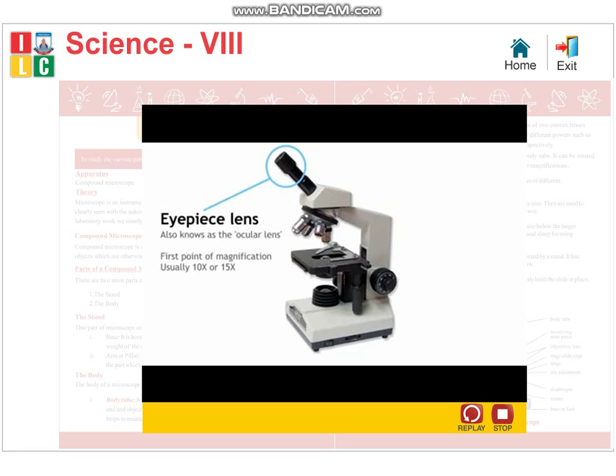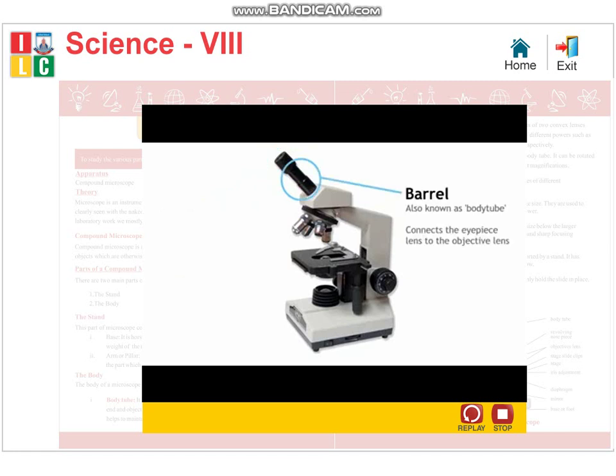The eyepiece lens. It's also known as the ocular lens, and it is the first point of magnification with a 10 times or 15 times magnification. The barrel. It is also known as the body tube. The barrel connects the eyepiece lens to the objective lens, which we'll look at in a minute.